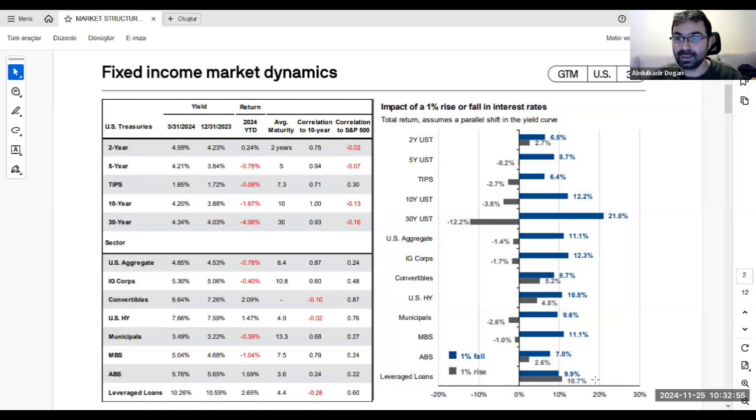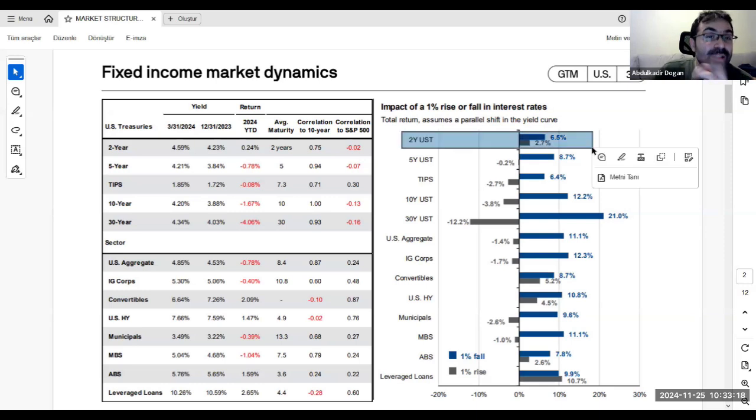As you see, 2-year United States Treasury, 5-year United States Treasury, treasury inflation protected security, 10-year and 30-year. And what do we see here exactly? We see here that sometimes in the short-term yield, even the decrease, even the increase. Please look at this one.